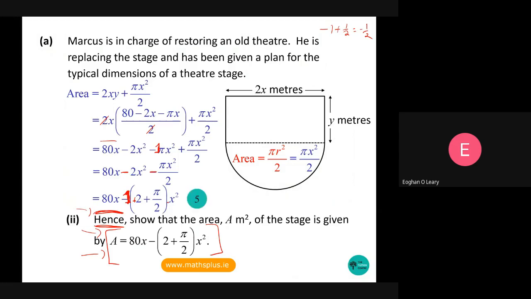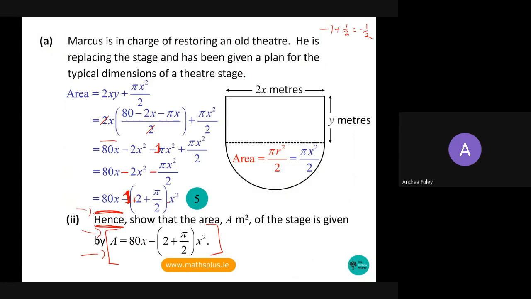So let's have a look. 5 marks for that. Okay. So the marks we're looking at here are 0, 2, 3, and 5. So 2 marks for your low partial credit is forming an area equation. So if you got your 2xy plus pi x squared over 2, that's forming an area equation. If you actually only wrote down 2xy, you could still have low partial credit there because you have formed an equation involving an area. So that's your 2 marks.